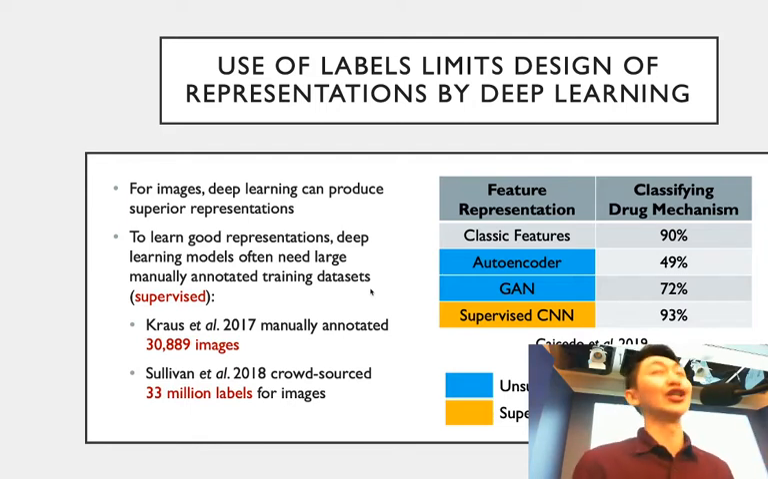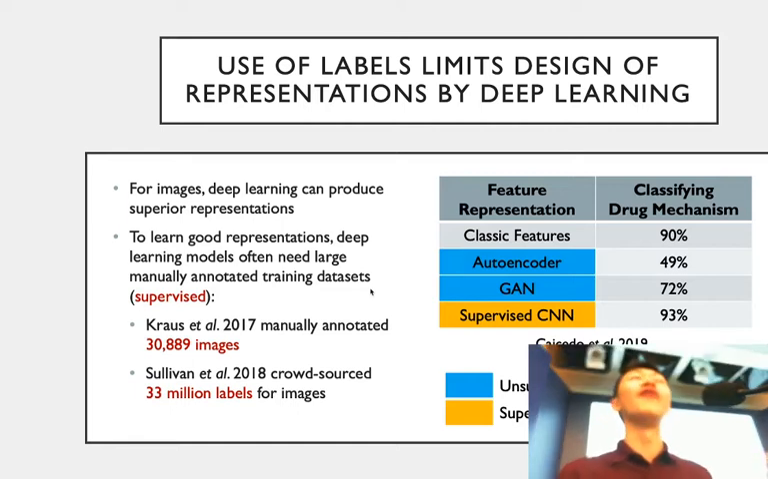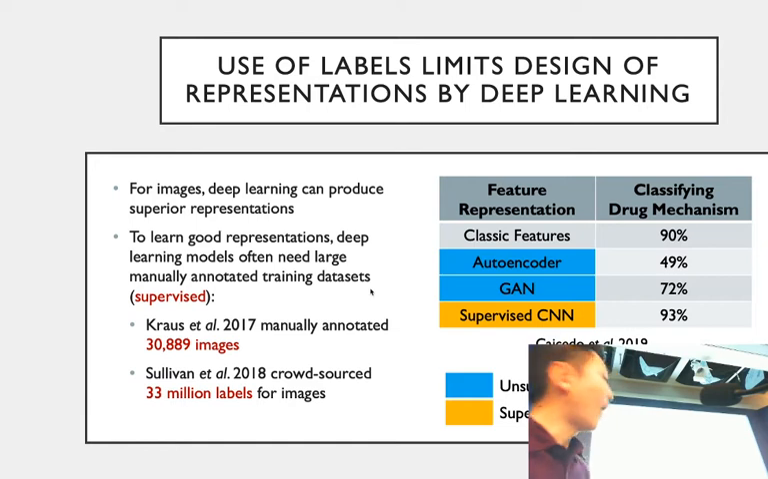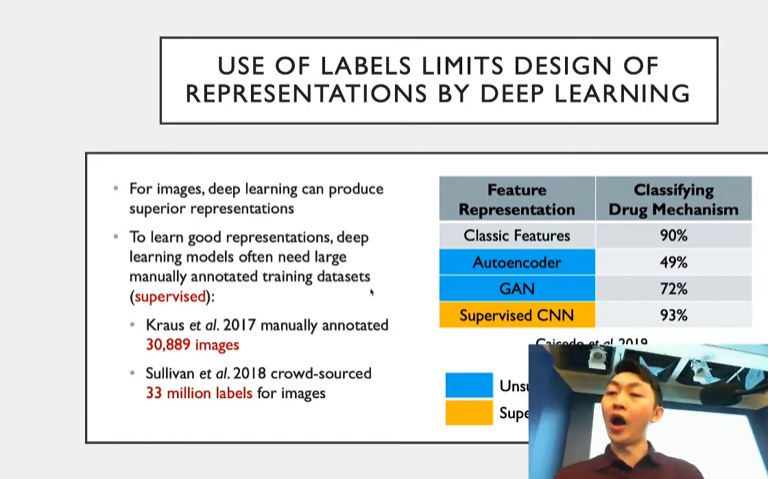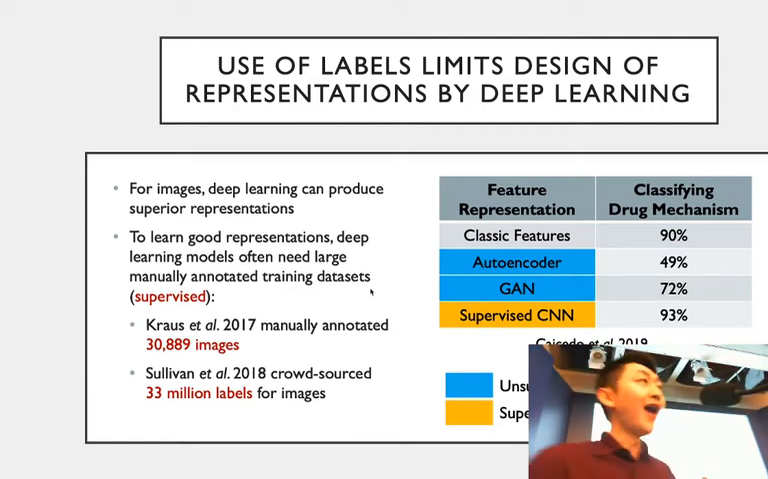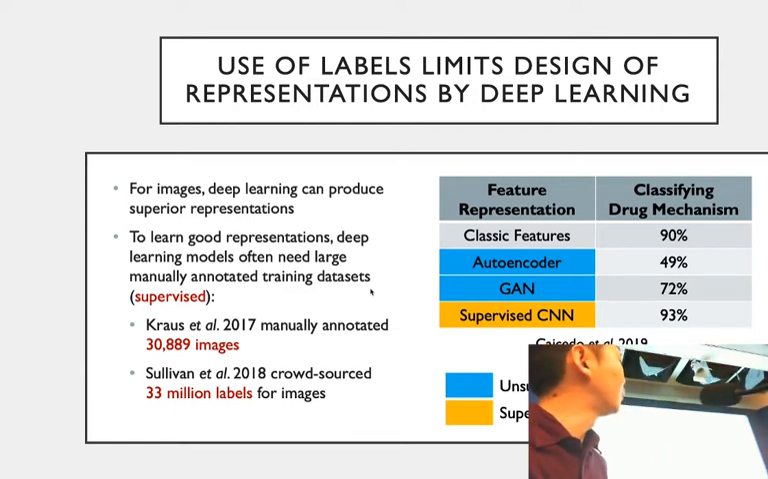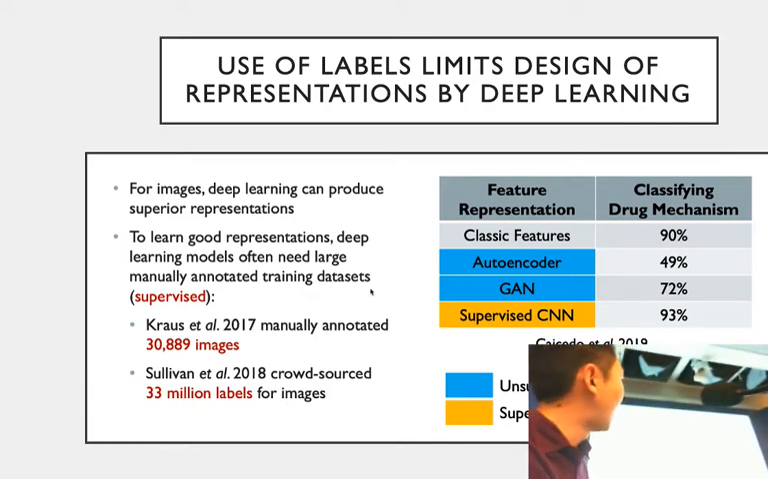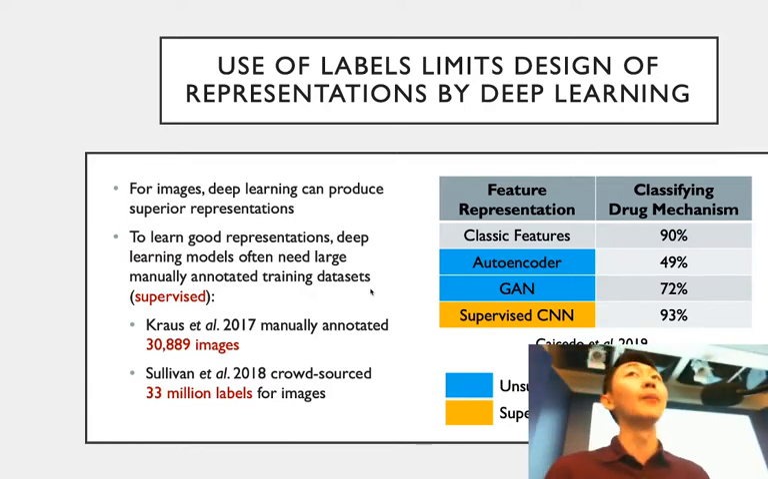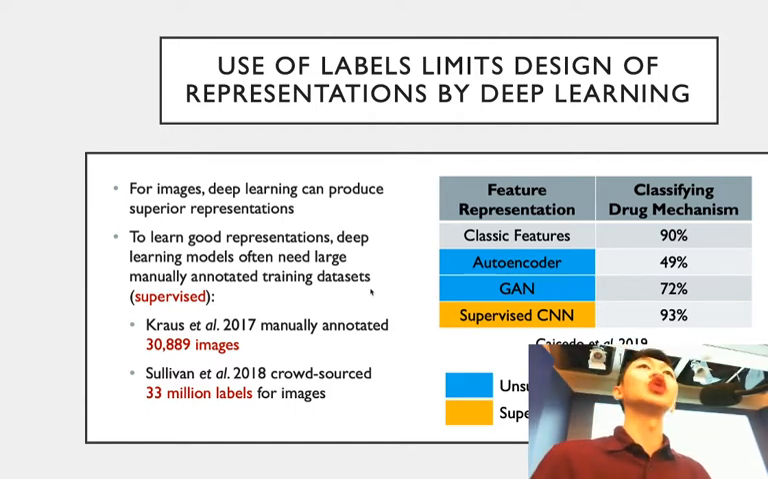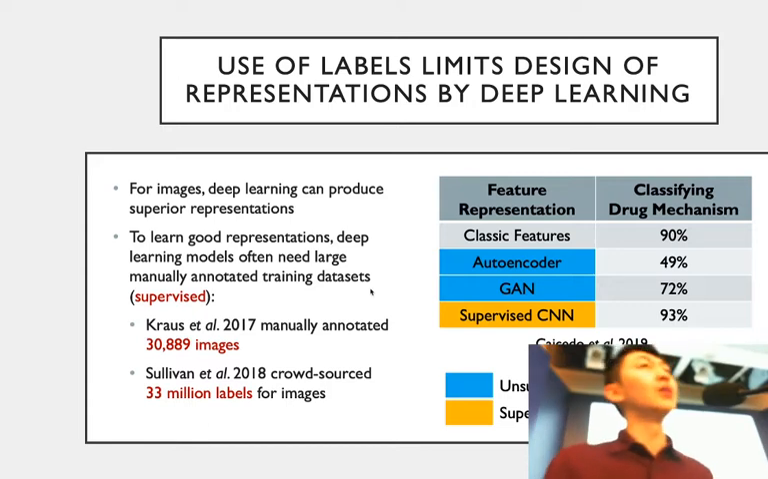But there is a catch. For us to get good representations, you usually need a lot of labeled training data for the biology that you want to study. I have a table here of how different representations do at classifying the type of drug that images of breast cancer cells have been treated with. And you can see that while a deep learning model trained with a lot of labeled data seems to do very, very well and better than the classic features designed by human experts, deep learning methods that are trained in an unsupervised fashion without labeled data don't seem to do quite as well.